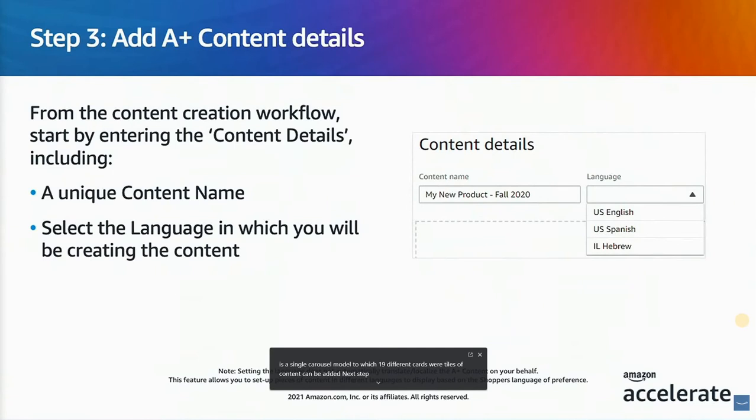Next, step 3, enter relevant details about your A+ content in the content details section. A unique content name can be used to highlight the product, specific product line, or seasonal name item. It's totally up to you.